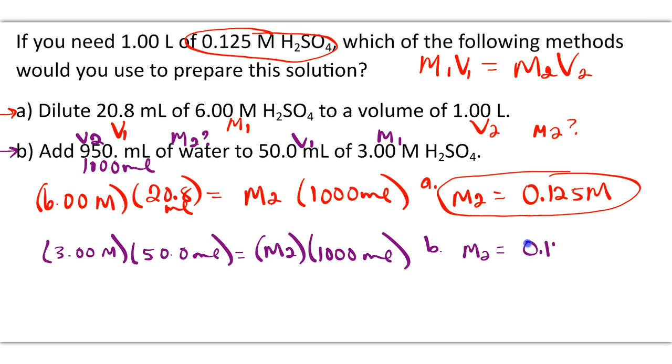And so 3 times 50 divided by 1,000 is going to give me a new molarity of 0.15 molar. Clearly, this is not equal to the amount that we need it to be, therefore the second process would not give us the dilution that we require. Also note that each of these have a final volume of 1,000 milliliters, which is equal to 1 liter for both of them, which is what we have been asked to find if we need 1 liter of this molarity.